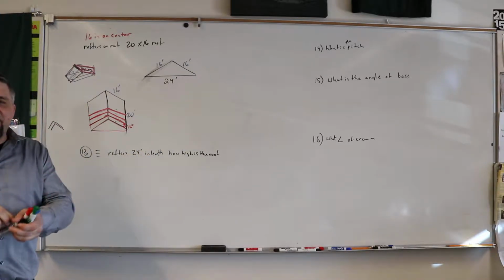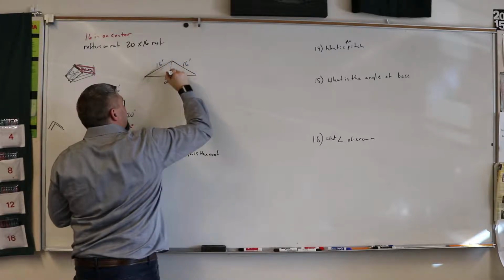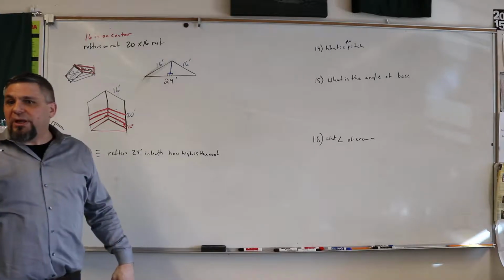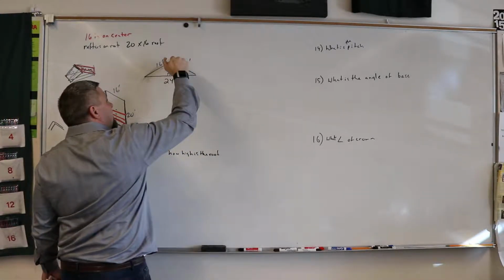Now, if I draw a perpendicular, then we know, because it's an isosceles triangle, that this becomes both.